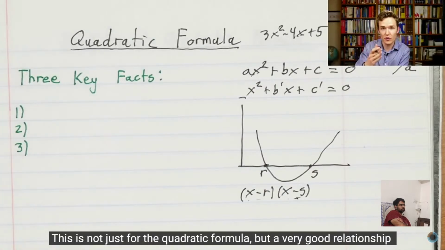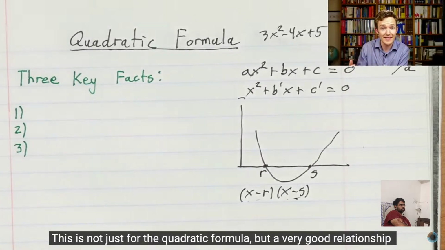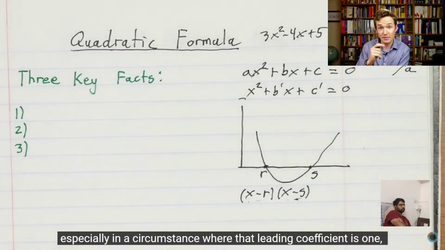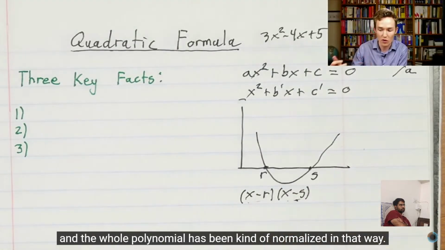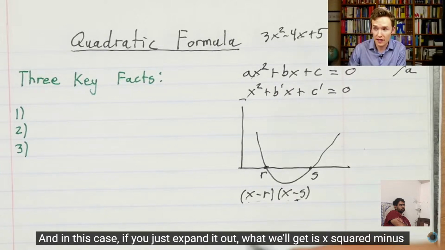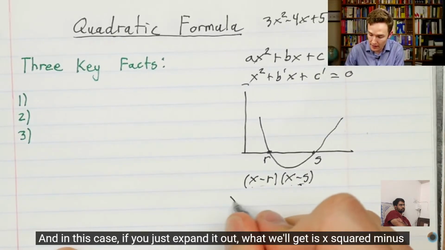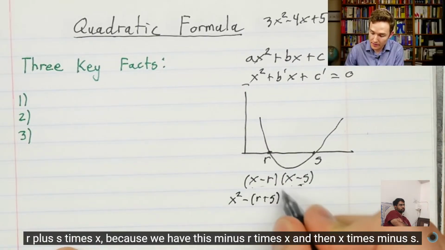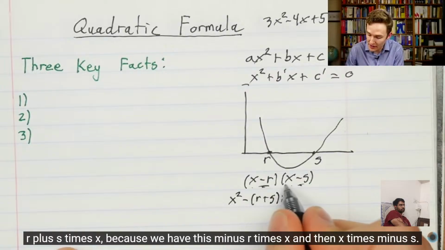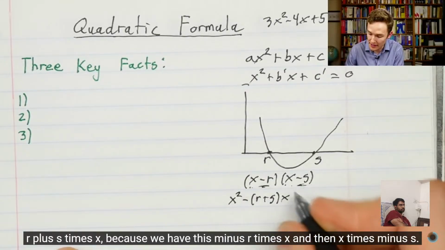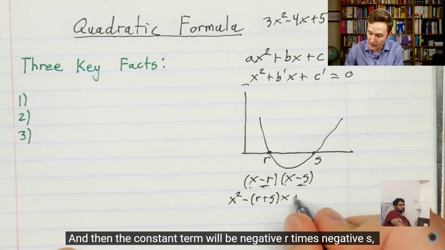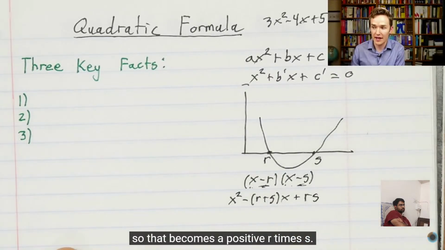This is not just for the quadratic formula, but a very good relationship to have with polynomials is to know how the roots correspond to the coefficients, especially in a circumstance where that leading coefficient is 1, and the whole polynomial's been kind of normalized in that way. And in this case, if you just expand it out, what we'll get is x squared minus (r plus s) times x, because we have this minus r times x and then x times minus s. And then the constant term will be negative r times negative s, so that becomes a positive r times s.